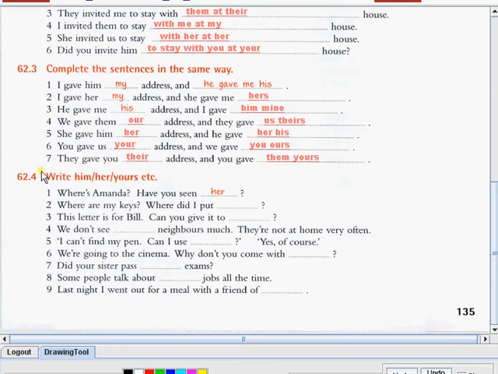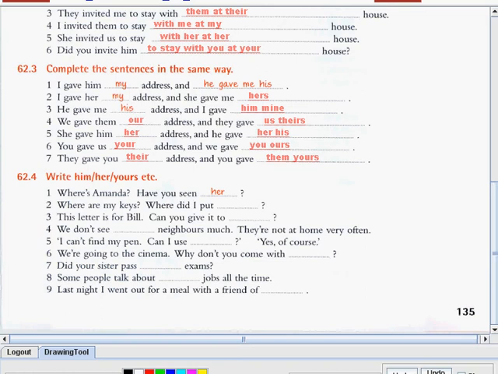So let's move on to exercise 62.4. You have to write him, her, yours, and the other kinds of pronouns. So let's have an example. Number 1, where is Amanda? Have you seen her? So the subject here is Amanda, right? So we are talking about a woman, which is Amanda. So her here refers to Amanda, and this is an object pronoun. Have you seen her? Alright, so again, you can pause the video and then I will show you the answers later.